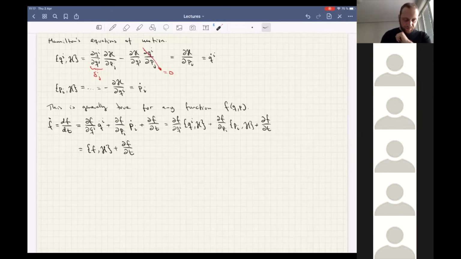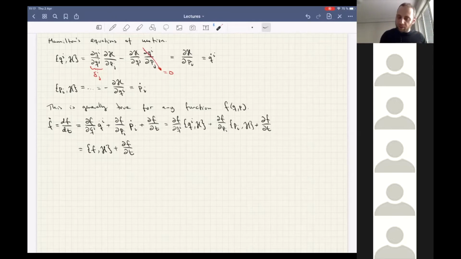Just to emphasize here, what we found out is that the time derivative of f, if f does not depend on time explicitly, then this term is 0. And furthermore, if f Poisson commutes with the Hamiltonian, then the entire right-hand side is 0, which means that f is a constant of motion. And this brings us back to Noether's theorem, where we discussed constants of motion and the relation to symmetries. I'm going to get back to that next time as well.